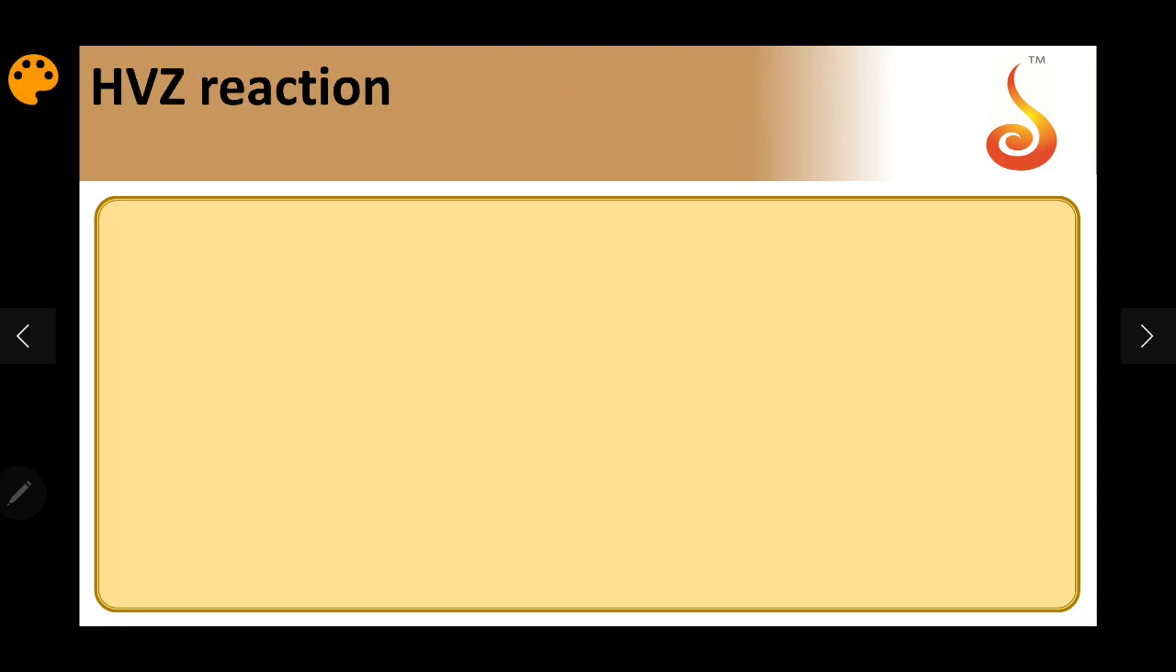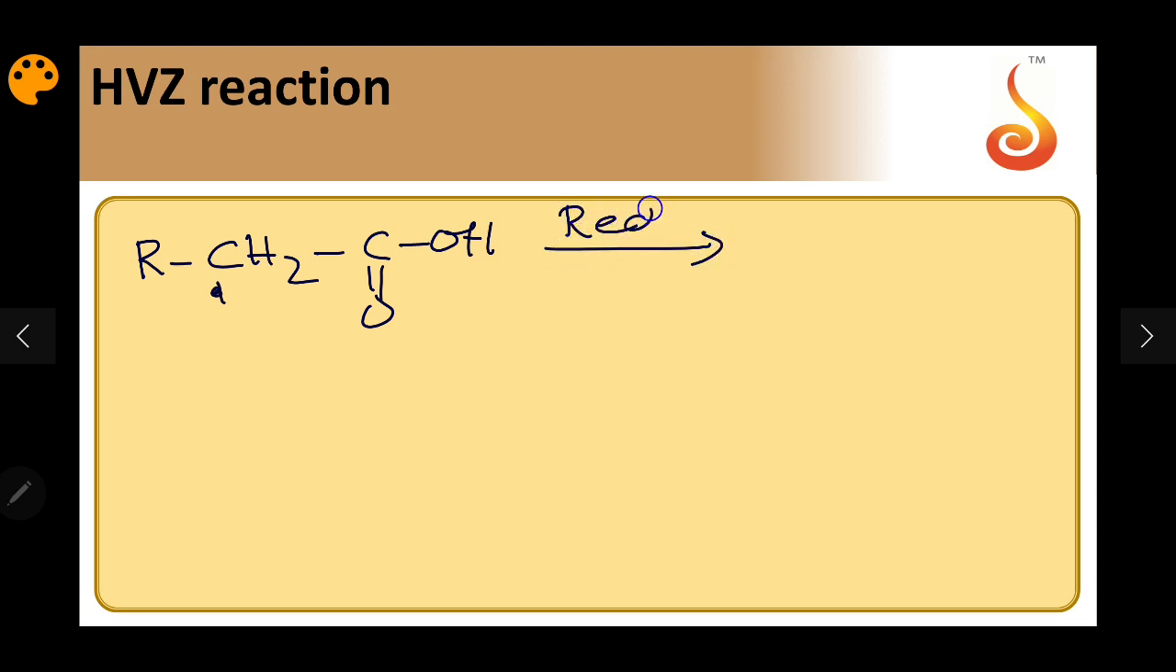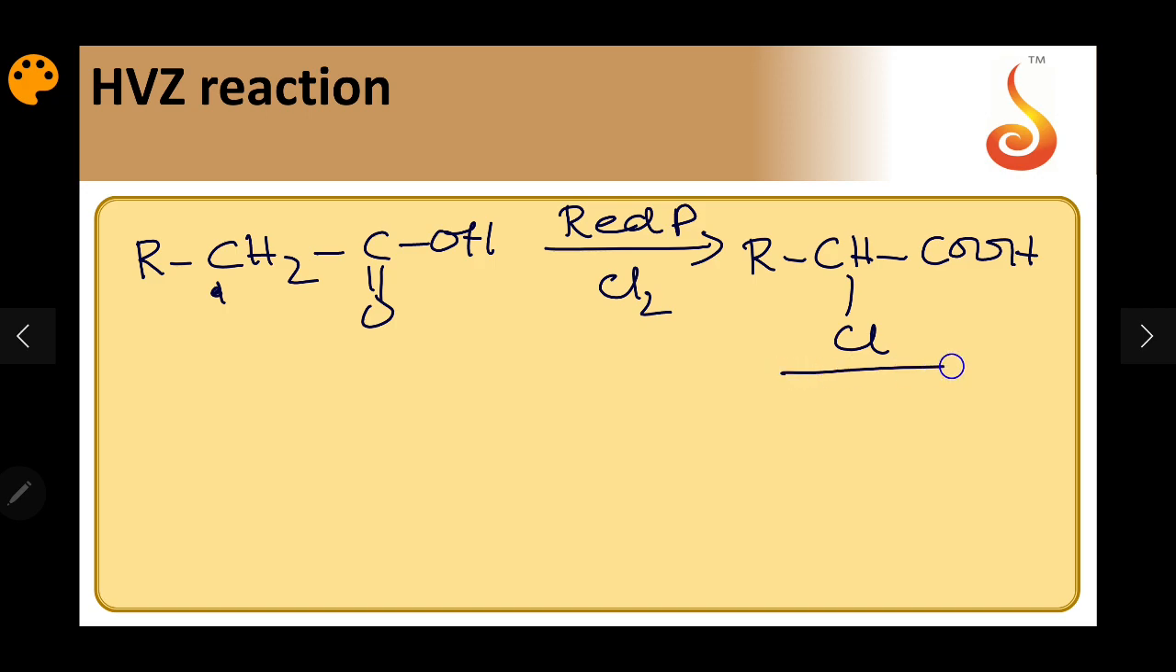HVZ reaction. It is one of the important reactions of carboxylic acids. You have CH2 C double bond OOH. The minimum requirement is one alpha hydrogen in the carboxylic acid. If I react with red phosphorus and any halogen, chlorine or bromine, it will become RCHCl COOH. So alpha halogenation is nothing but the HVZ reaction. HVZ stands for Hell-Volhard-Zelinsky reaction.